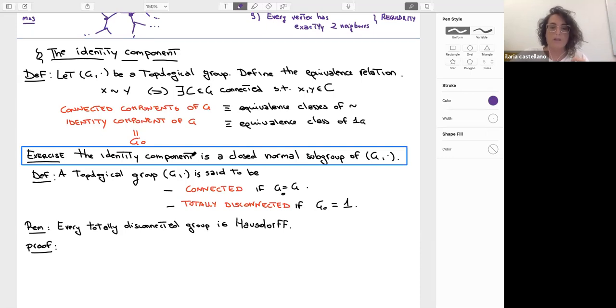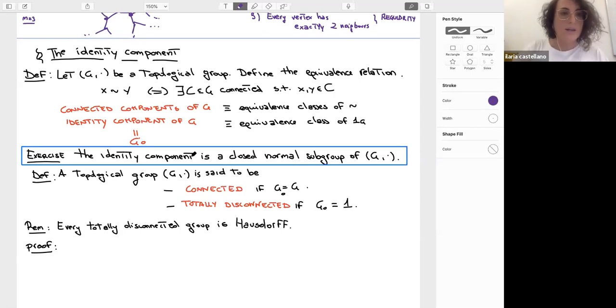In the totally disconnected case, I want you to think that what is happening at the identity is happening everywhere else. This means that if you look at any other element g in the group and at the connected component containing that element, then you will find again a singleton. So the connected components of the whole group are crushed to points. This is not happening only at the identity, it's happening everywhere in the group.